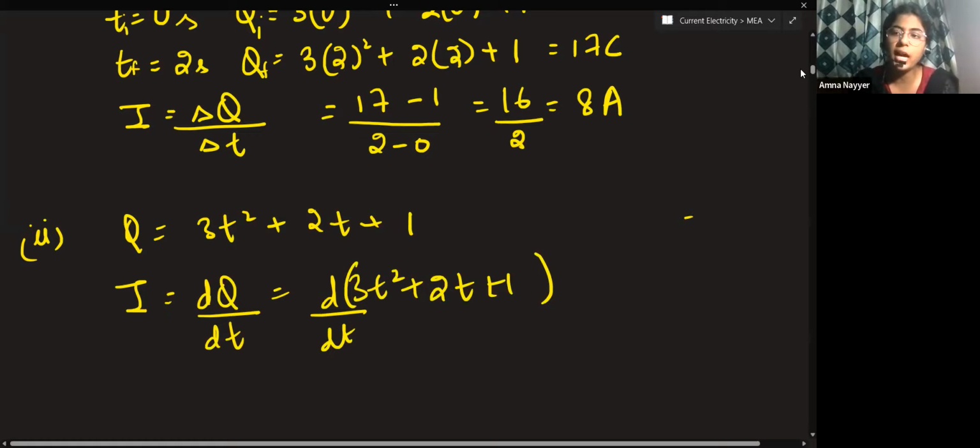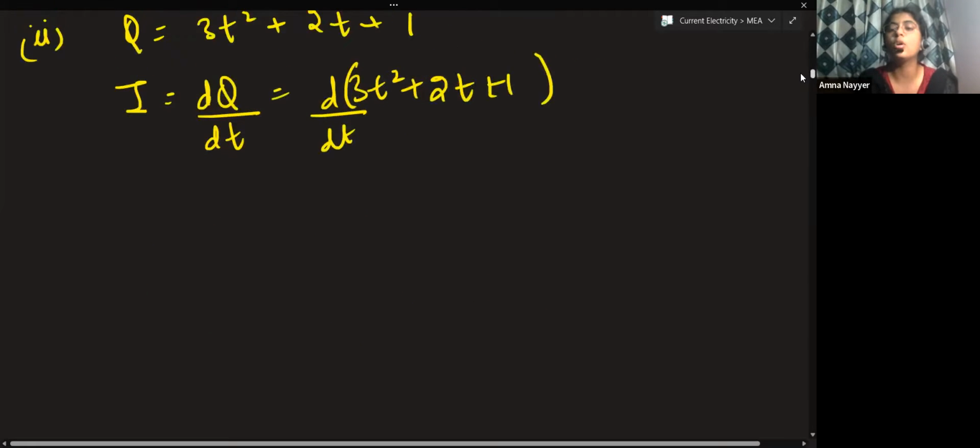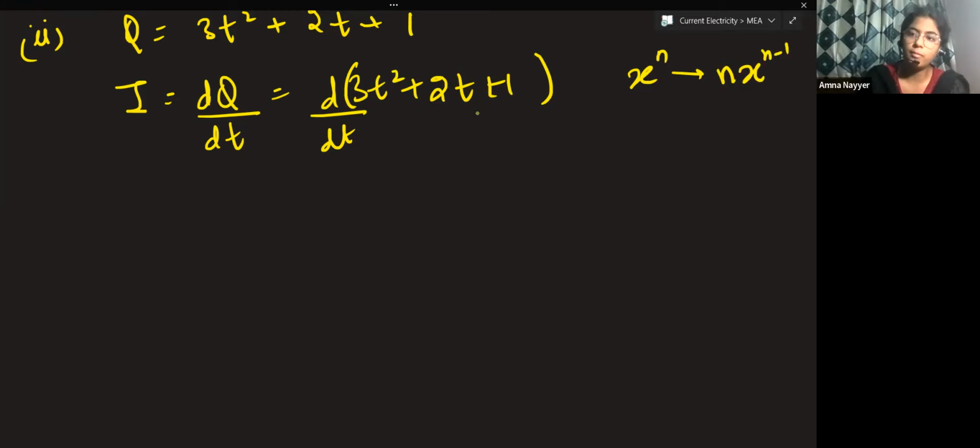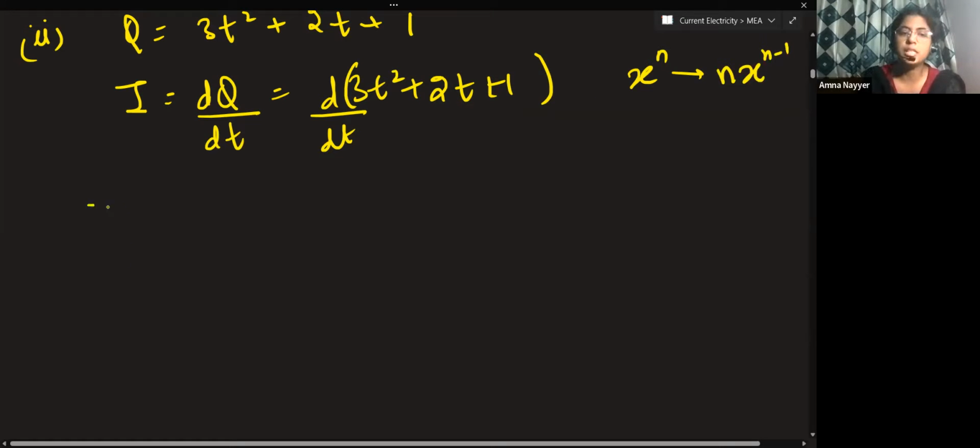Now differentiation we have already studied. Those who do not remember it: if x is raised to the power n, then the differentiation of x with respect to anything is given by n x to the power n minus 1. This is the basic law of differentiation. So current will be equal to what? 3t square we are differentiating. 3 is a constant, a product of a constant and a function. The polynomial function is t square, so instead of x we have t, instead of n we have 2. That becomes 2 times t to the power 2 minus 1.